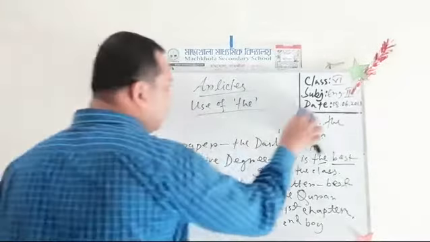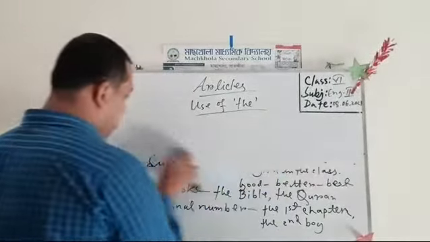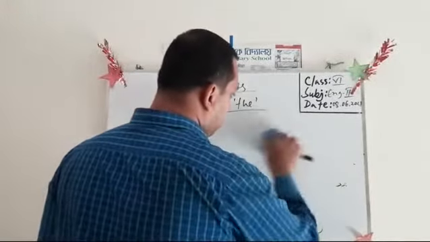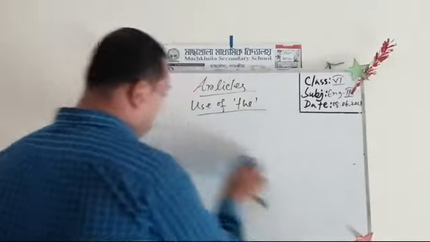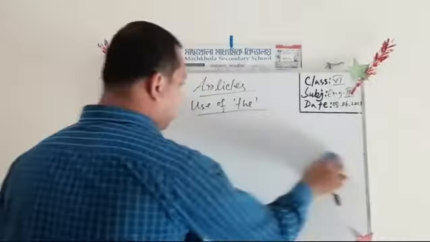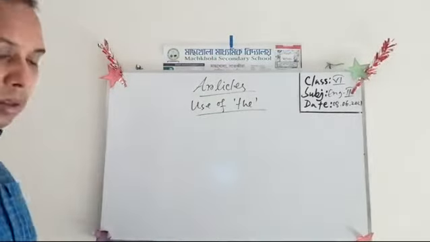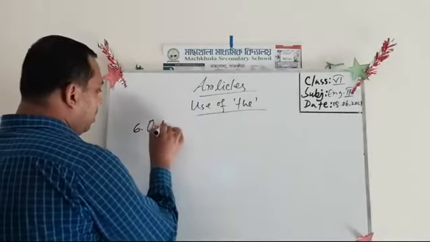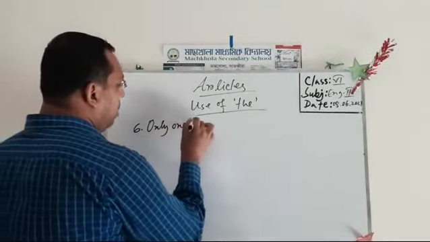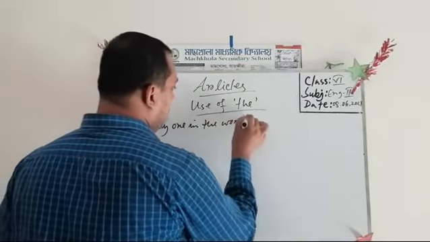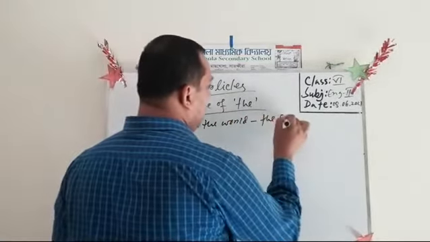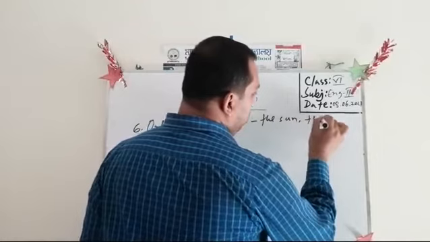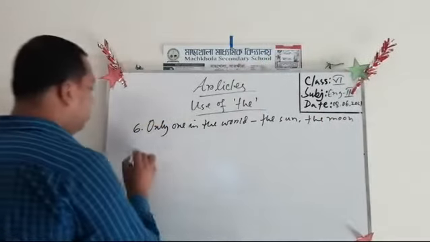Number six. Only one in the world. The sun, the moon. Okay, number seven.